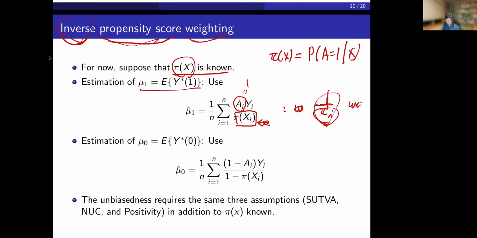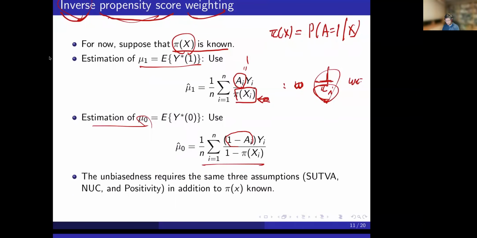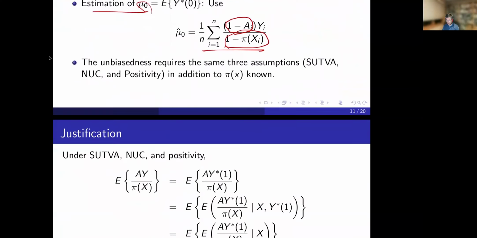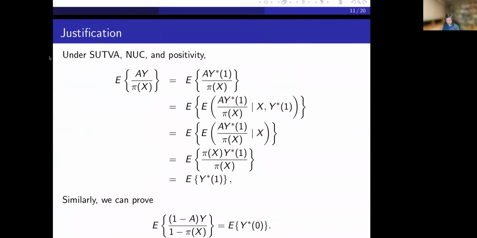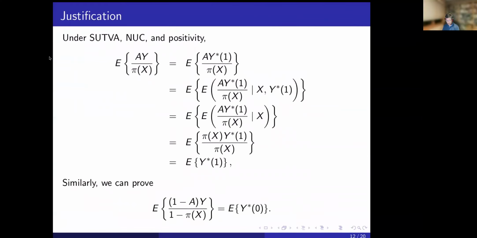And this is the estimation of mu zero. We have the same thing. The expectation of the probability over A equals 0 is 1 minus pi(x). So the unbiasedness requires the same three conditions, in addition to pi(x) being known. So here's the proof.